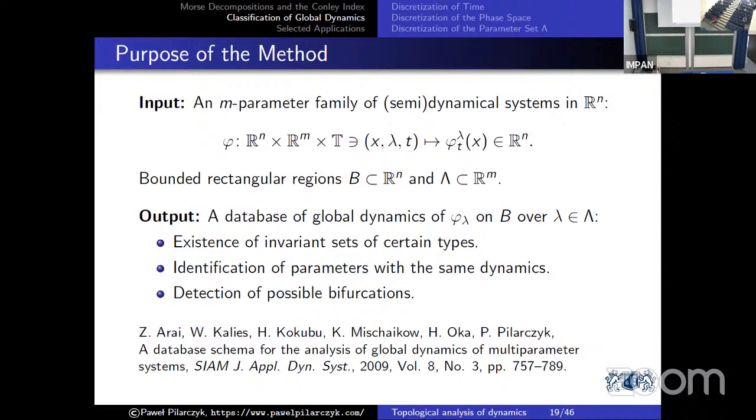The output that we would like to get is a database of dynamics that appears in the system. We would like to have this dynamics expressed in terms of Conley-Morse graphs, this kind of graphs that show the isolated invariant sets, the possible connections between them, and the Conley indices of each of the sets. And from this database, we would like to be able to ask questions like existence of invariant sets of certain types. We can ask for attractors, for periodic sets. We would like to be able to identify parameters or collections of parameters for which the dynamics looks the same, and also detect possible bifurcations. This is where the dynamics doesn't look the same. And if we look at specific changes in the dynamics, we could infer the fact that some bifurcations occur.